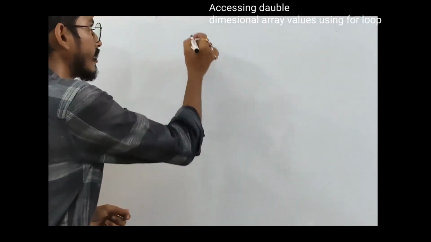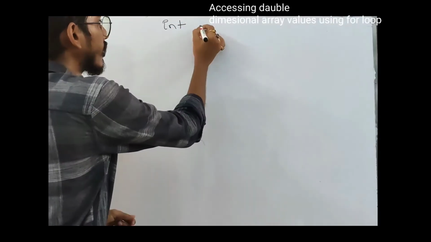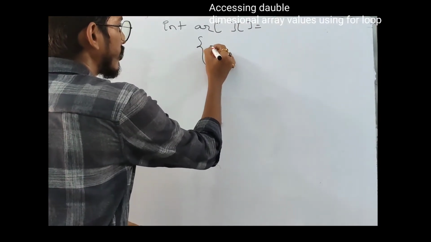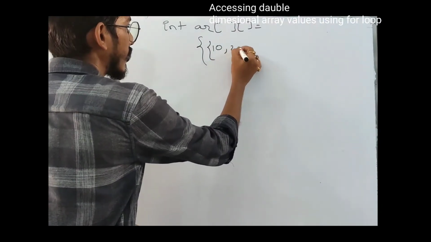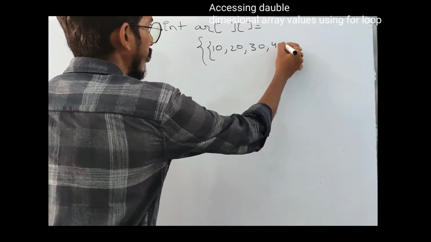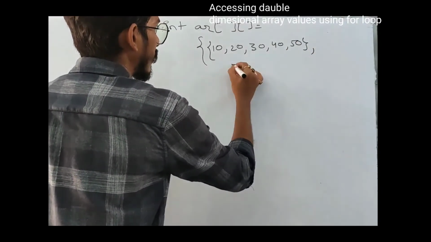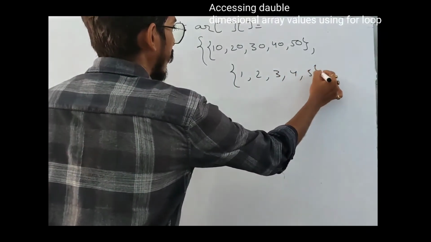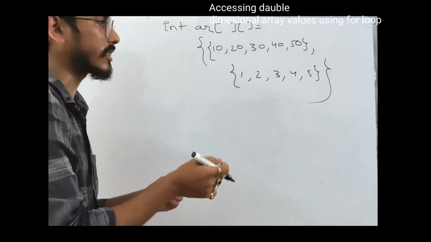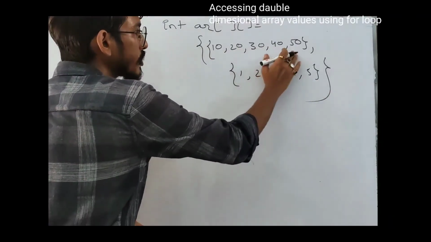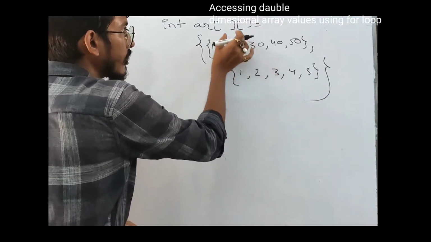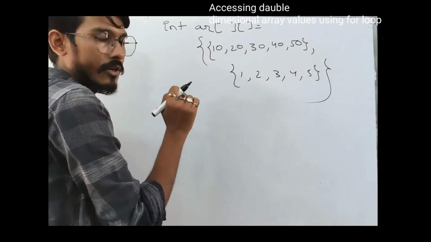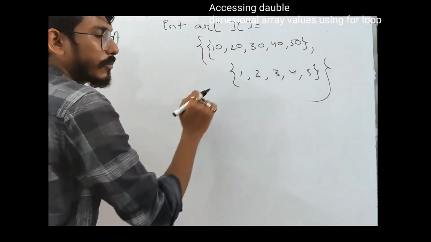Suppose there is a double dimensional array AR in which data is stored in this way. What happens is that inside the curly brackets, two single dimensional arrays are stored. So in this way, the double dimensional array is created, that is, values inside the double dimensional array are inserted. Now let's see how the data can be accessed.